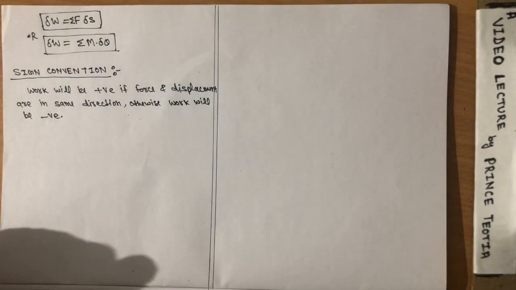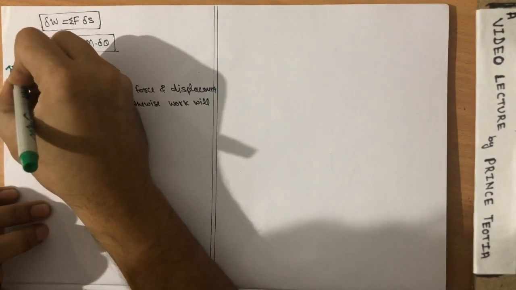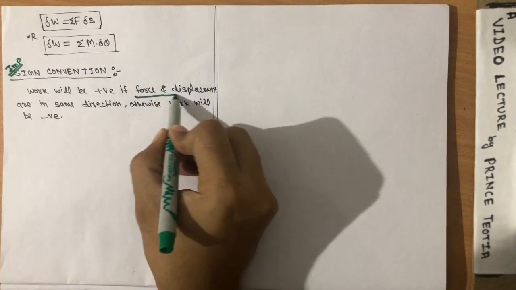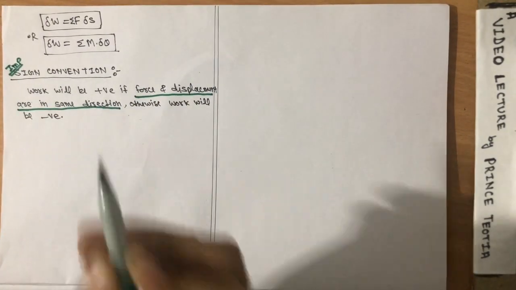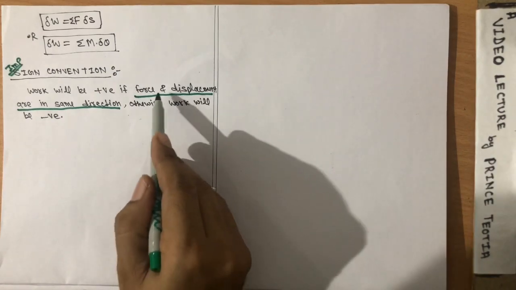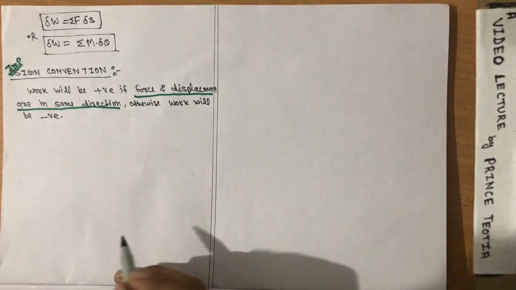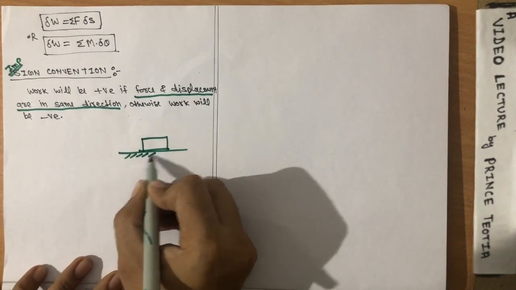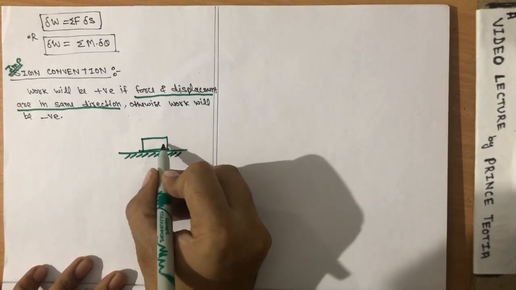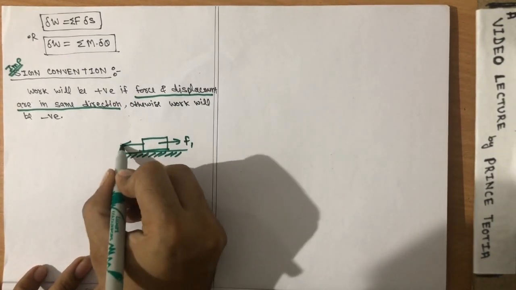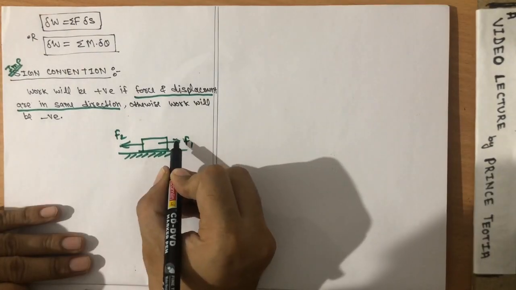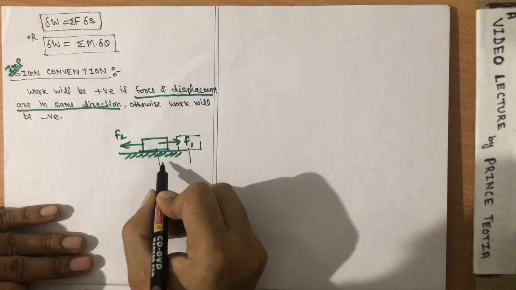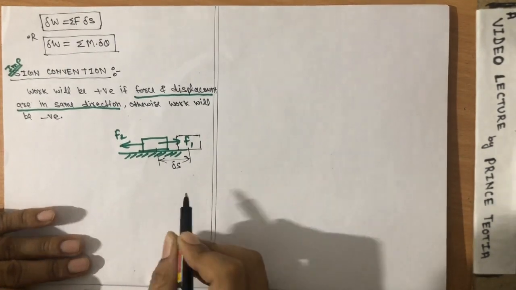What is the sign convention? This is the important point. The work will be positive if force and displacement are in the same direction. Otherwise, if the force and displacement are in opposite directions, then the work will be negative. Suppose, as you already know in the case of friction, this is F1, this is F2, and we assume that it will displace to this side. So this is delta S.